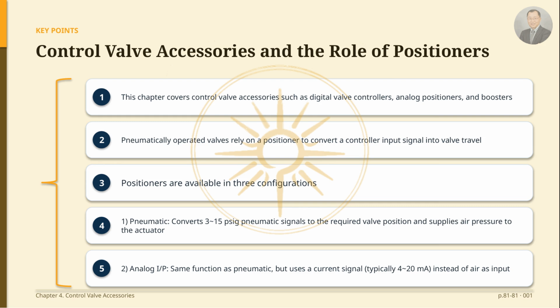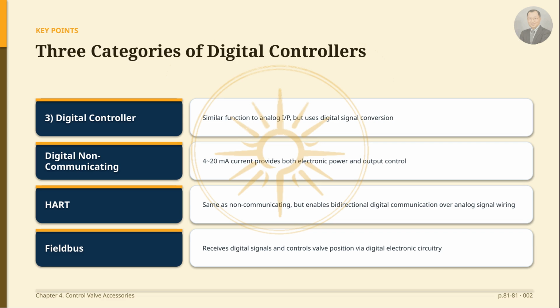Second, analog I/P positioners perform the same function, but they differ in that they use an electrical current, typically 4 to 20 milliamperes, as the input signal instead of air. The third type, the digital controller, is very similar in function to the analog I/P mentioned previously, but it differs in that the electronic signal conversion is digital rather than analog.